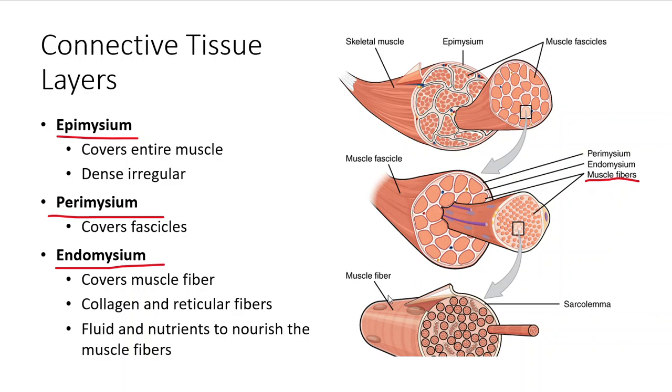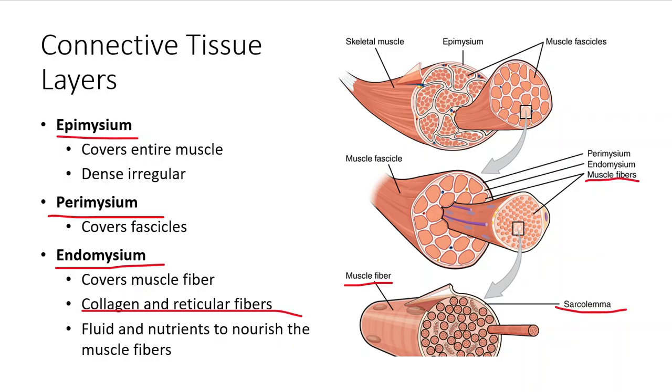And finally, each individual muscle cell, which is called a muscle fiber, is surrounded by a connective tissue sheath that's called the endomysium. Endomysium, collagen, reticular fibers, and then, of course, underneath that is the plasma membrane, but in the muscle we call it the sarcolemma.